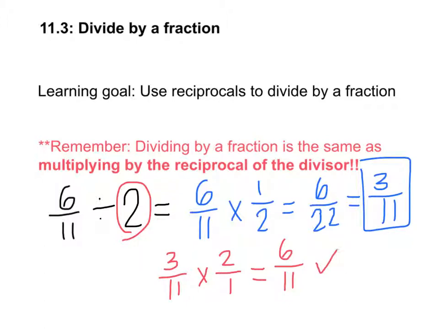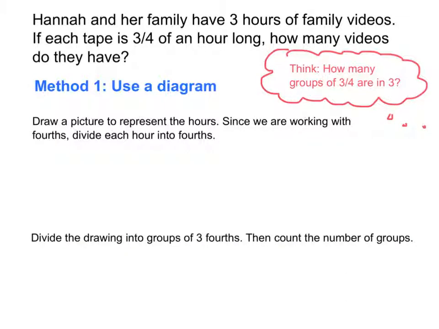Good. All right. Here is our word problem for today. Hannah and her family have 3 hours of family videos. If each tape is 3/4 of an hour long, how many videos in all do they have? Let's think about what this question is asking. How many of you have tapes of your childhood, or maybe DVDs, or video clips on your computer of when you were kids or of your family? Those are called family videos.